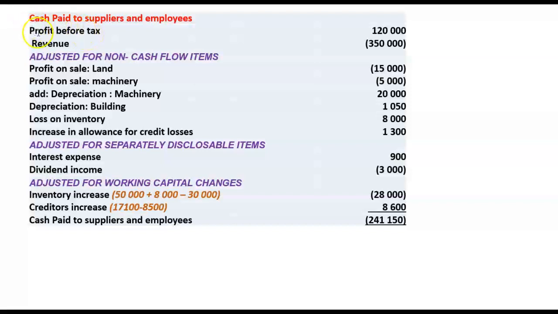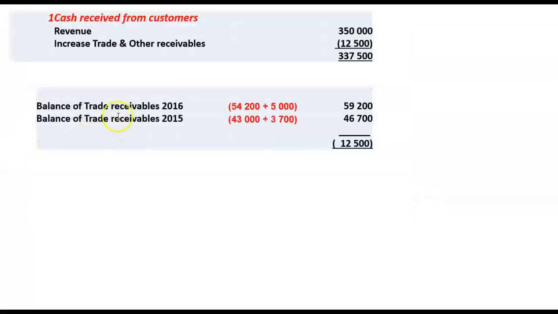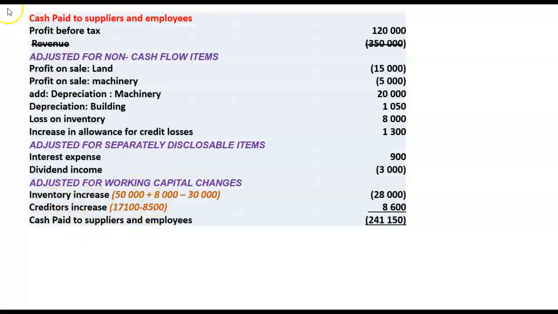You would have started exactly here, profit before tax. What you wouldn't have done is you wouldn't have taken out revenue, so this line item would not have appeared there. So that one would not have been there. Got to do that. And then here, with my working capital changes, you would have added here the movement in trade debtors. So that movement of 12,500 Rand would have been added here under the working capital changes.